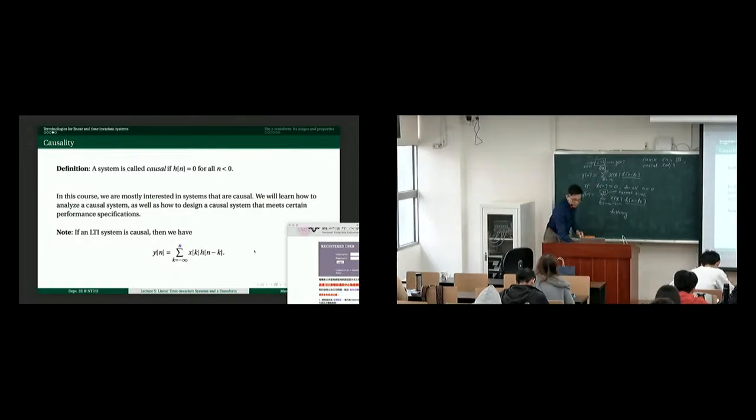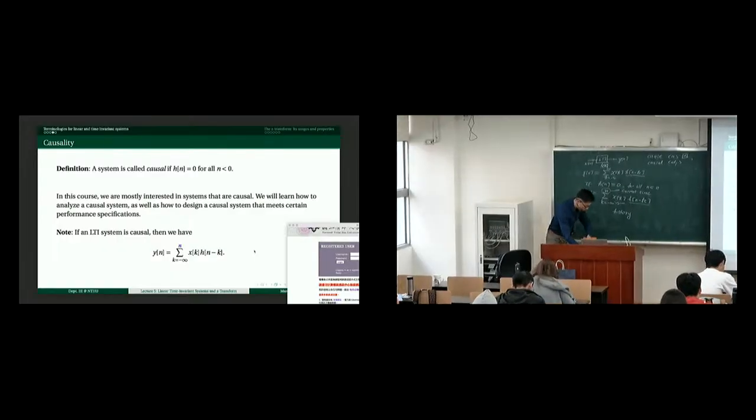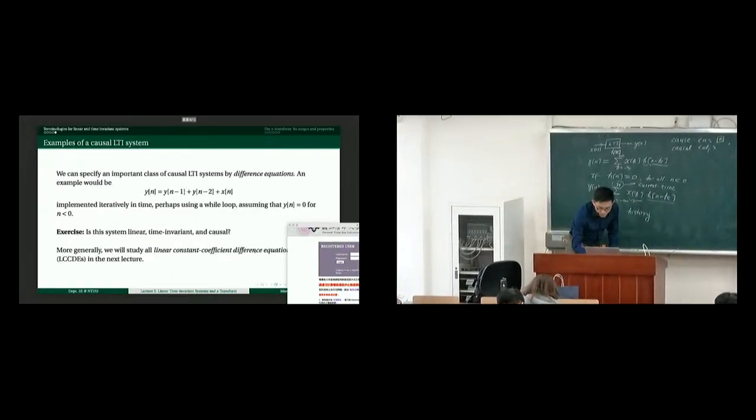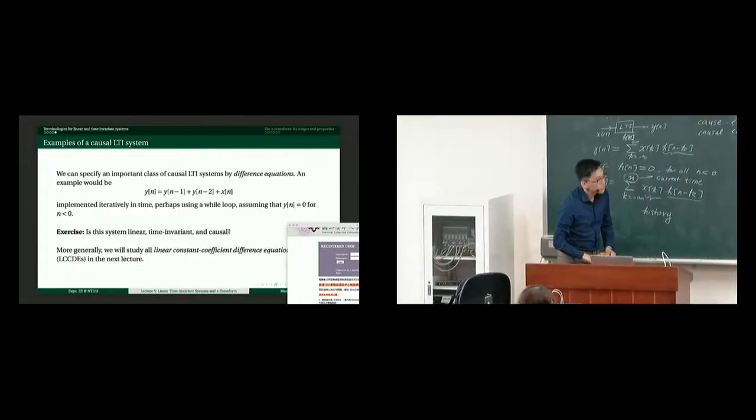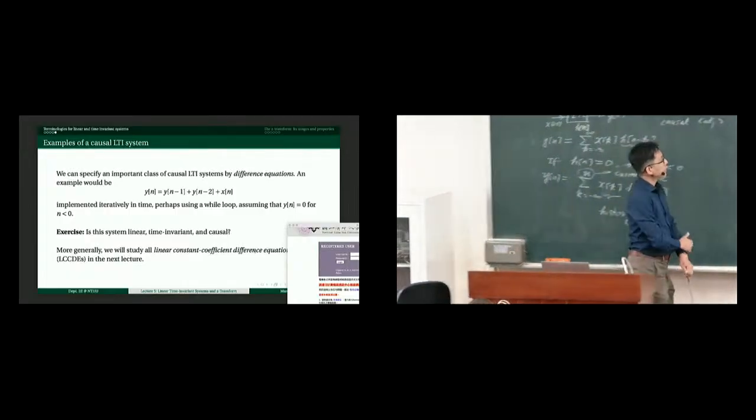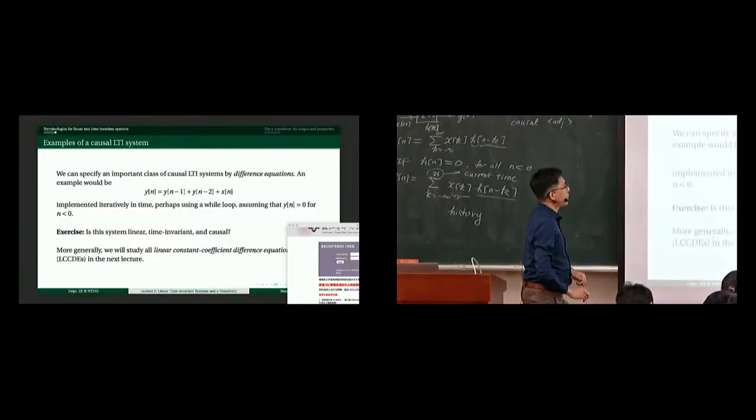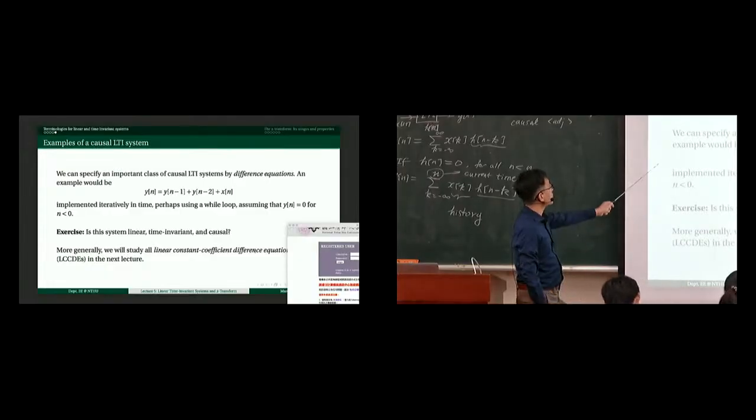Okay. So with that, maybe we can move a few more. We'll see a few more slides. Okay. So officially, we have defined what it means to be linear and time invariant, and most of the time we are interested in causal systems. Now here's an example.